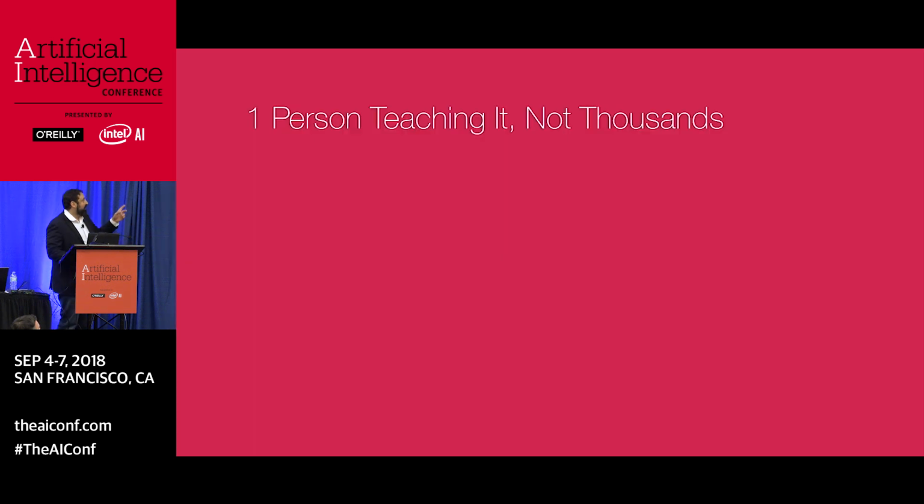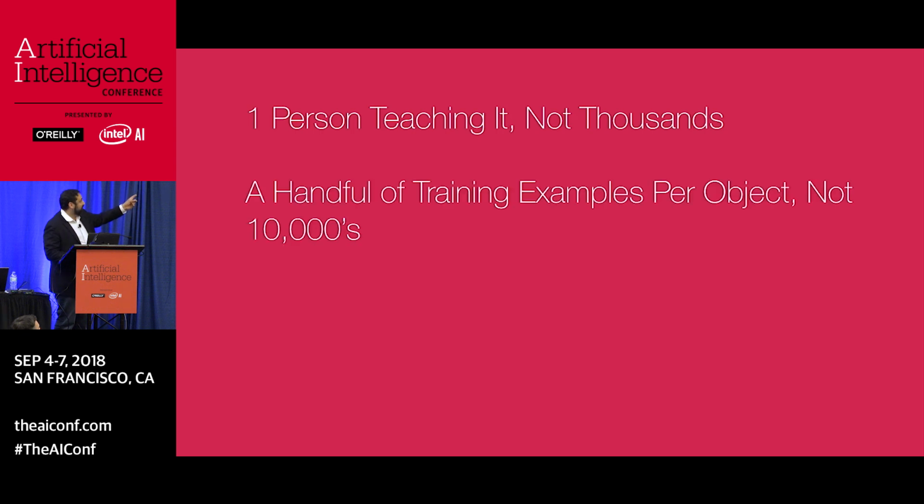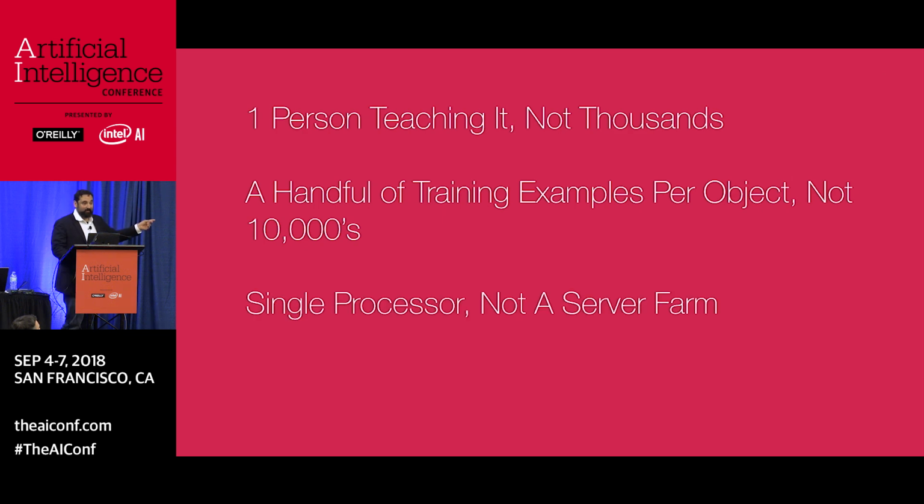Oh, by the way, I should say, that was one person teaching it, not thousands. That was a handful of objects we drew, not tens of thousands of examples. It was running on a single core of a MacBook Pro, and it was in real time. So this is like insanely, like 6 orders of magnitude faster than training deep learning. Because you can reuse the ideas over and over again.